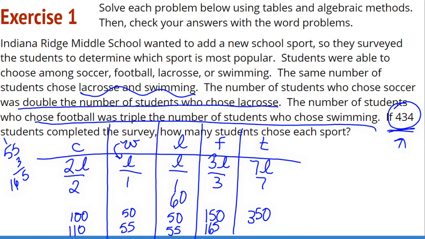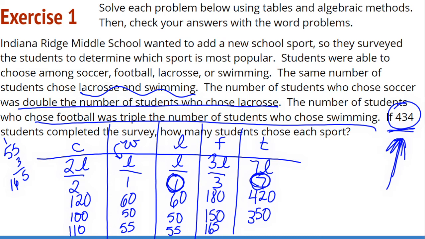So 60 and 60, and double 60 is 120, and triple 60, which is 180, and 7 times 60, which is 420, and I'm looking and saying, wow, that's super close to 434. So I just need to add just a little bit more. Now I already know that if I have one person, that's worth a total of 7. If I have one that picks lacrosse, that gets me 7 people. And I can see that I'm 14 away here, so I'm going to try adding 2 on here. Let me get rid of some of these.